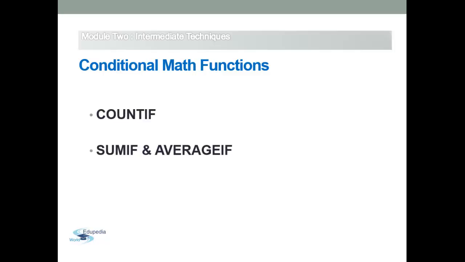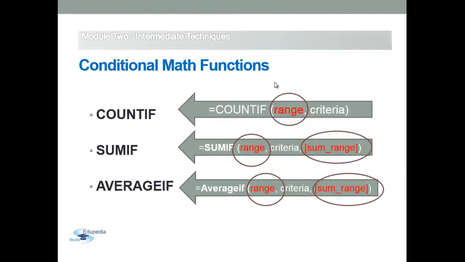Now let's start with the easiest one, which is CountIf, because it requires only one range of data cells to count from. Then we will move on to the next two functions, SumIf and AverageIf, because both of them will require more parameters to work on.